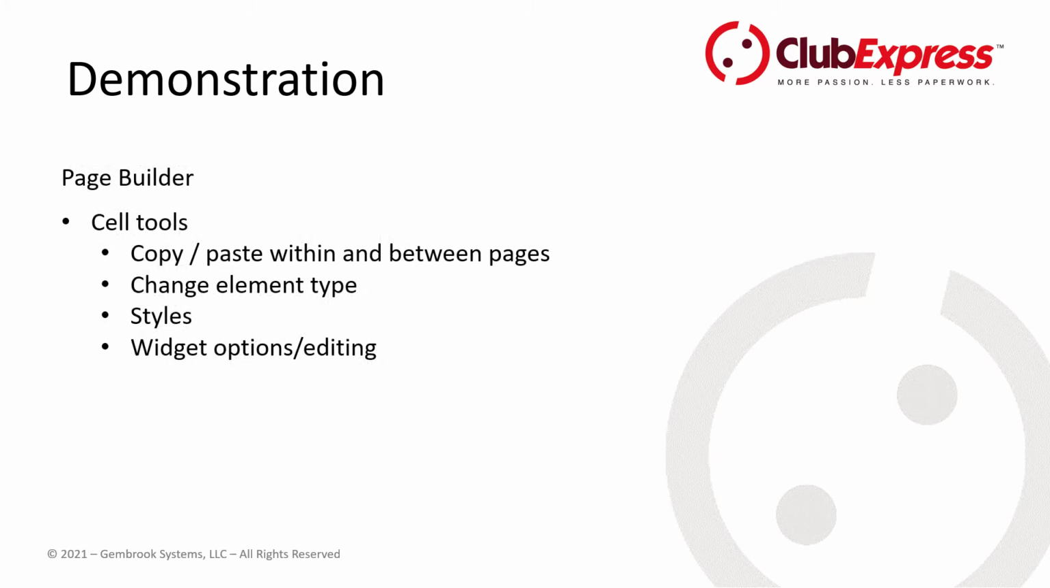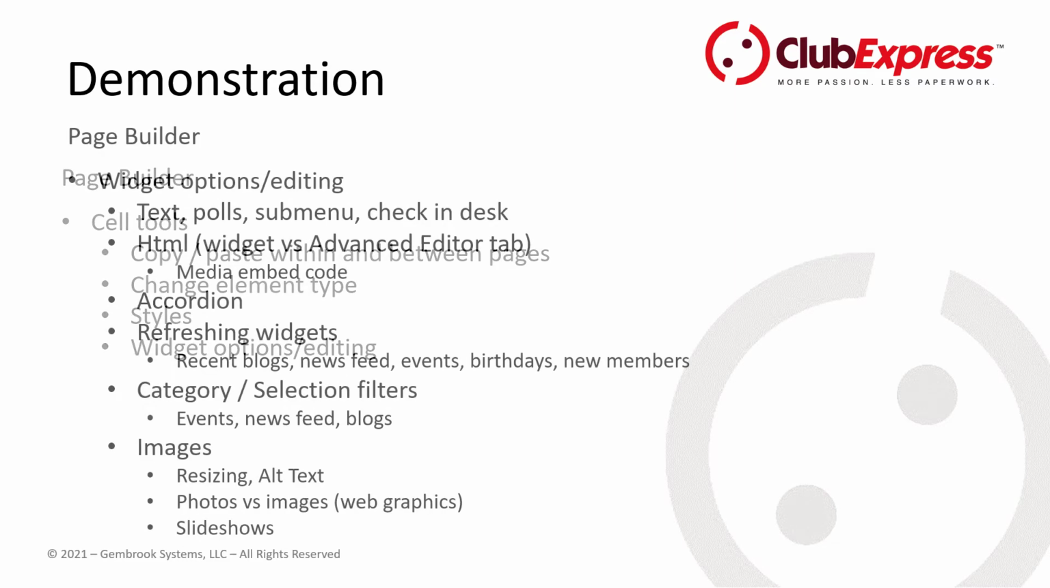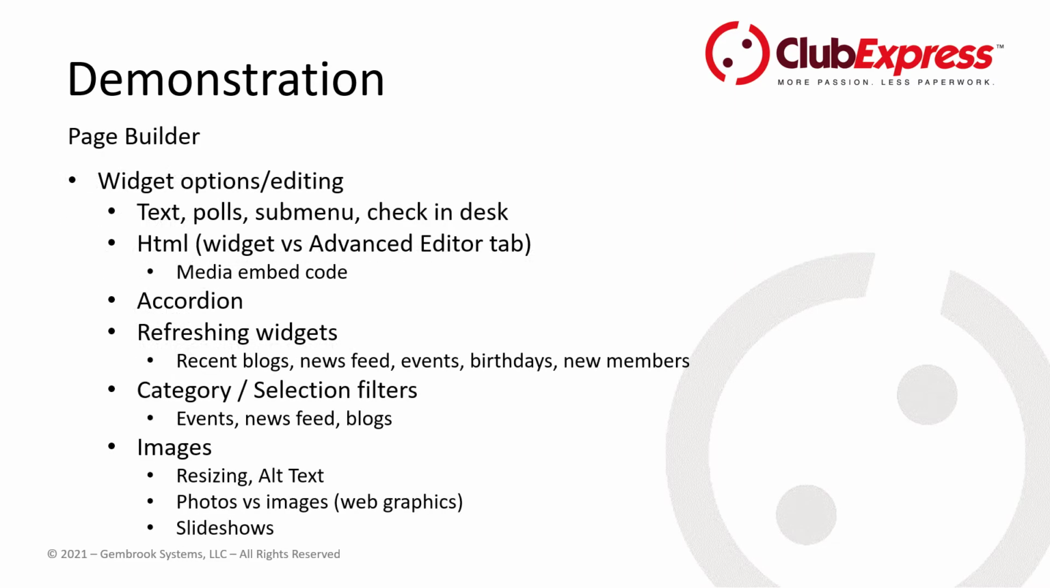Then we'll talk about the cell tools in the page builder, general cell tools, how to copy and paste within and between pages, and how to change an element type, and talk about styles. And then we'll go into widget options and editing, and we'll talk about different kinds of widgets, like what you can do with text and polls and submenus, and the various ways you can use HTML. We'll talk about the Accordion widget. And then Samantha's going to talk about widgets that you can manually refresh, those where you can select categories, and she'll talk a little bit about images.